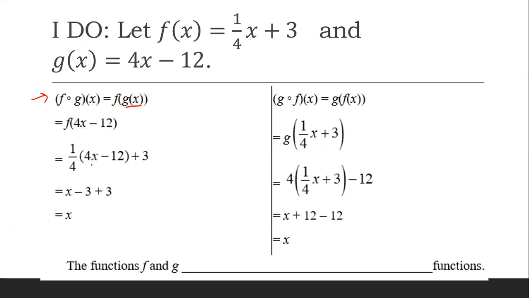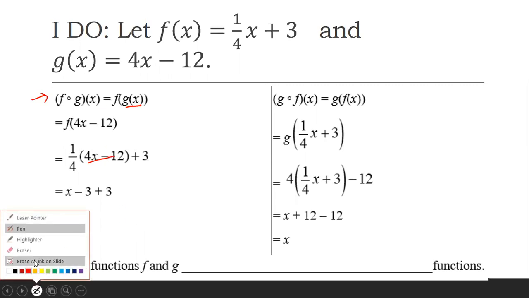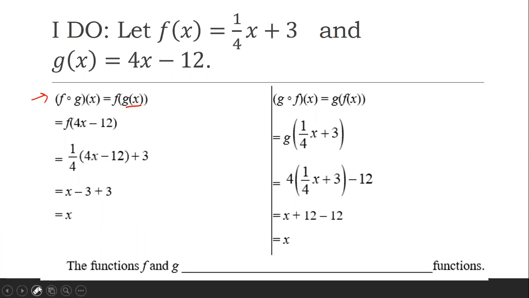Wherever there used to be an x, I'm plugging in 4x minus 12. So I substitute in 4x minus 12. I'm going to distribute, and then I'm going to combine like terms. And notice how it comes down to just equal to x. That's a good sign that these are inverses of each other.